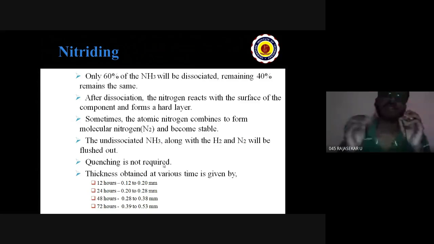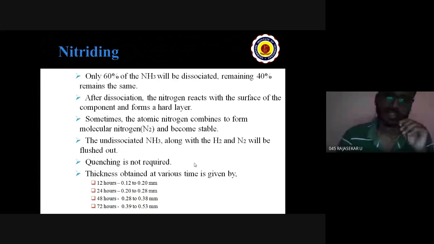Then after dissociation, nitrogen reacts with the surface of the component and forms a nitride. Sometimes the atomic nitrogen produced will combine to form molecular nitrogen and become stable, and it won't help in forming a hard layer. So the undissociated ammonia, along with the hydrogen and the molecular nitrogen, will be flushed out. Then the basic advantage here is quenching is not required after the nitriding process. I have given some case thicknesses for various times taken to carry out the process.